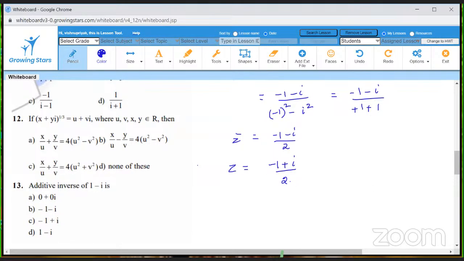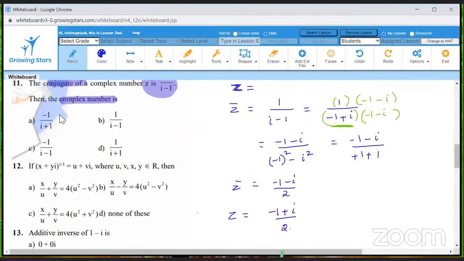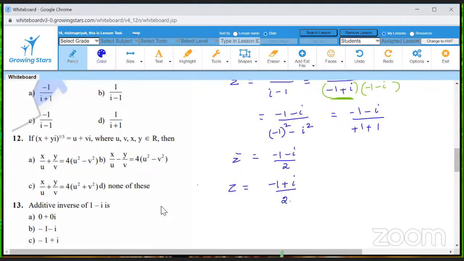This is z. But this option is nowhere. A, B, C, D, nowhere is it an option. So I must get the option which is there in the question. What must I do to get the option in the question? How will I find z bar? How will I find z? This is taking a long time. Again, I have to get either A, B, C or D.